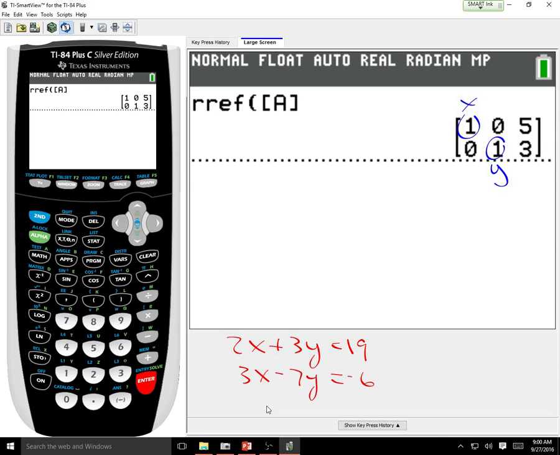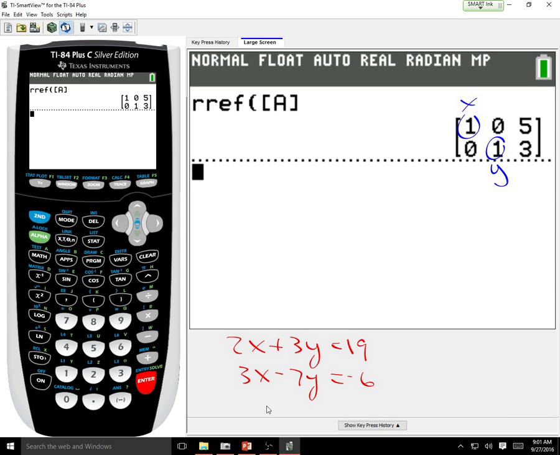What happened? Is that cool? Well, isn't the first column the x column? And the second column is the y column, right? So what that's saying is 1x is equal to 5 and 1y is equal to 3. So your answers are x, y.